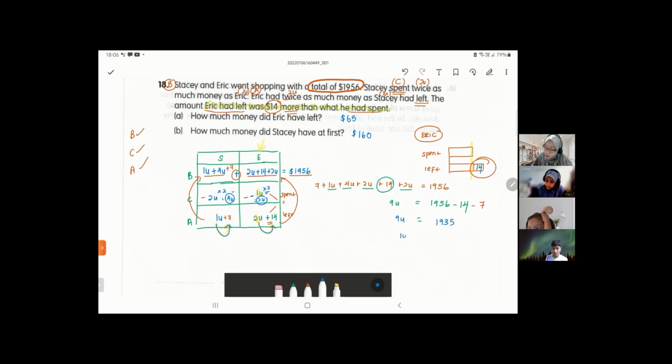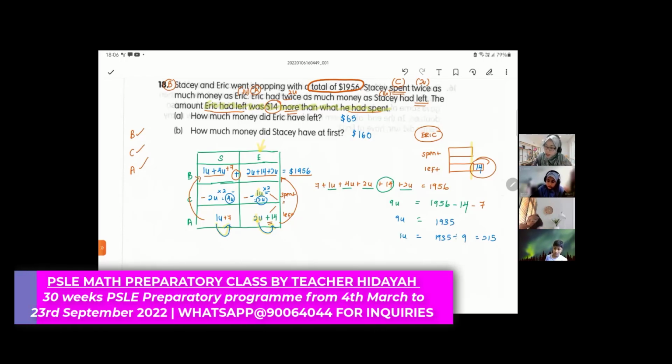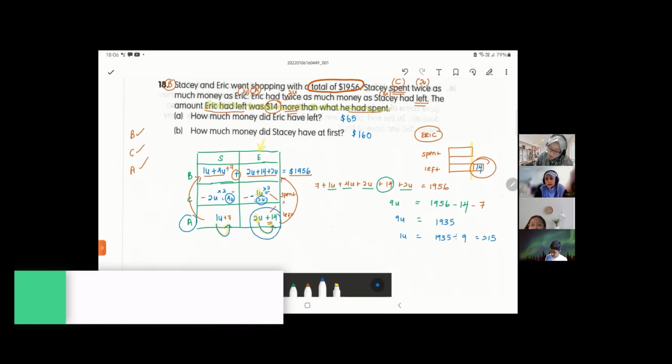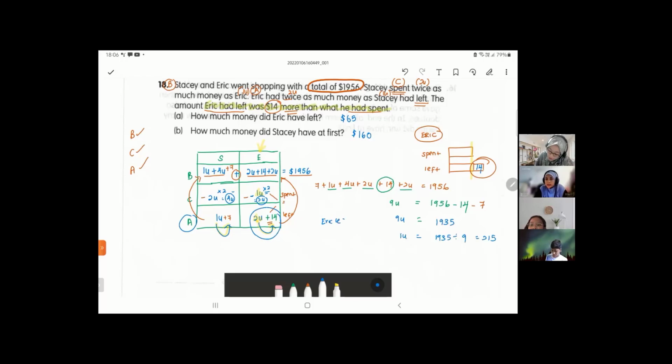So 1 unit will be 1935 divided by 9 equals 215. Now, the amount of money Eric has left. If you look at Eric, the leftover is after. I want to know this one. So Eric's leftover will be 2 units plus 14. 1 unit is this much, right? So 215 times 2, answer plus 14. The answer will be 444. Okay, this is the answer for part A.